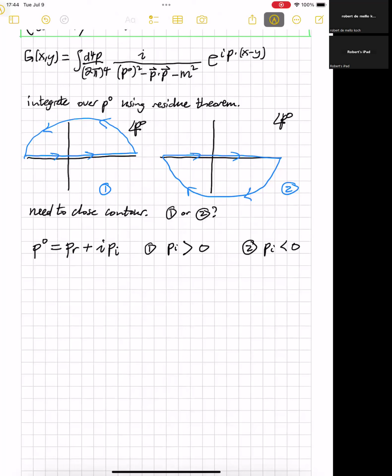Okay. What decides whether we close as in 1 or as in 2? Well, we want to make sure that the contribution from the piece of the contour at infinity is equal to 0, because then we can freely add it to our result. So if the extra contribution shown in 1, closed in the upper half plane, vanishes, then we should use 1. If it vanishes in the case 2, then we should use 2.